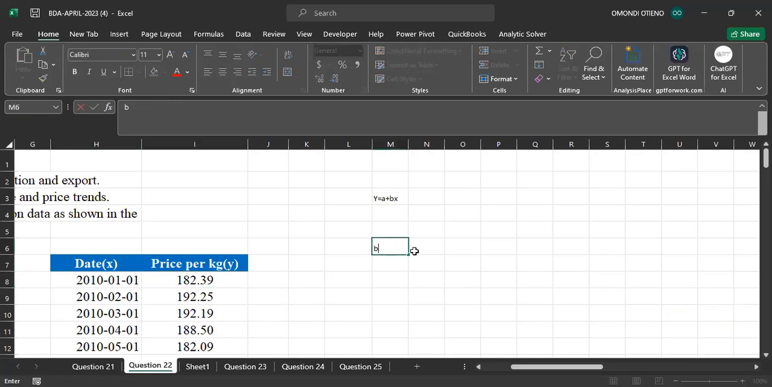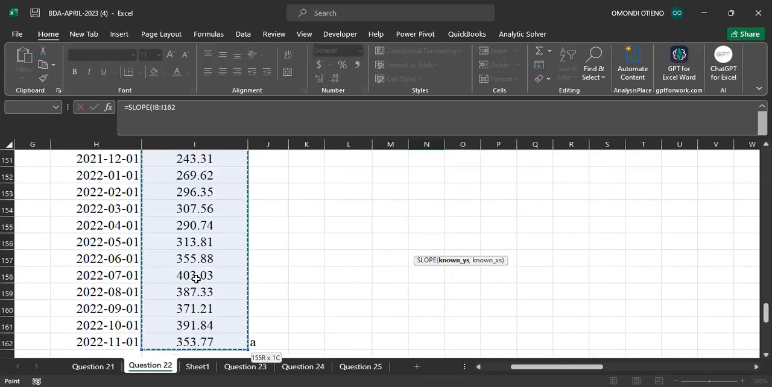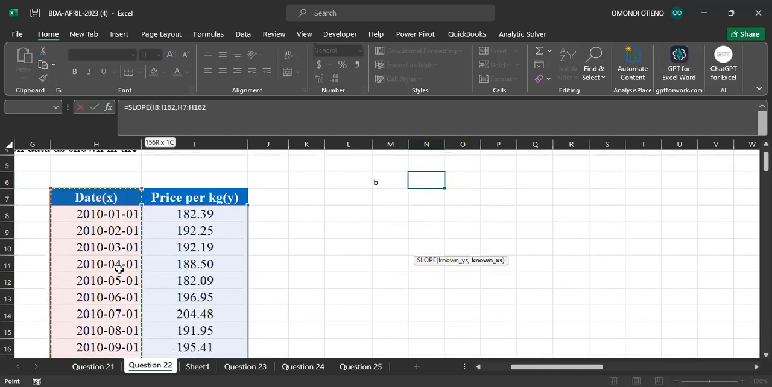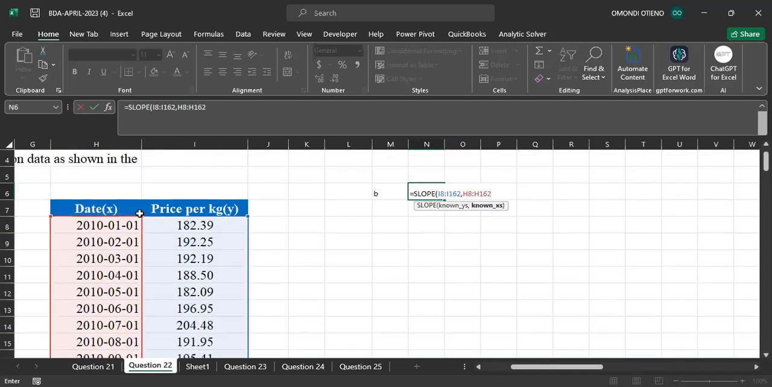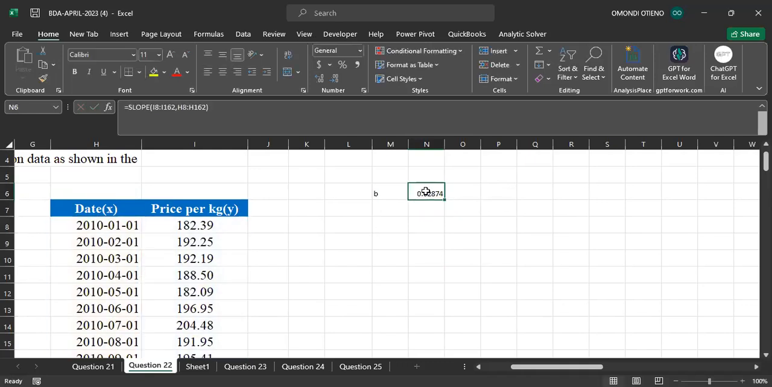B is the slope of the curve. How do we get slope? Slope with known values of y, comma, known values of x ndio hizi hapa. Known values of x ndio hizo hapo. Then you close the bracket. Ukifanya hivyo, that's the value of b.